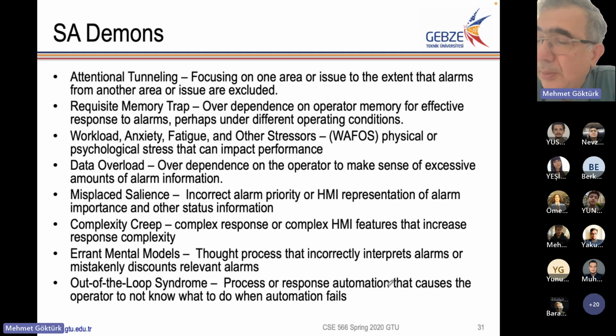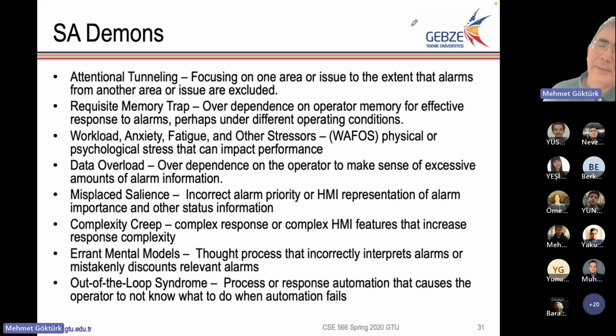The next one is complexity creep. It means complex response or complex human-machine interaction features that increase response complexity. So if the user interface is complex and you have to do complex things in it, then eventually it will fail. Sometimes the understanding of the underlying model is incorrect. If the model is incorrect, then interpretation becomes totally incorrect. If you don't understand how the car operates, how the brakes operate, how the ship operates, then it will be very difficult to use the dynamic system.